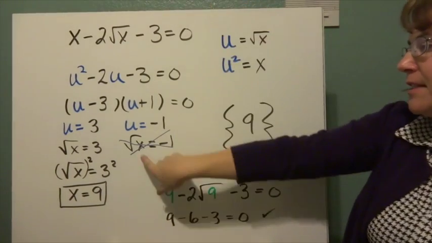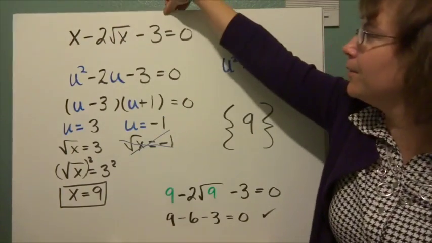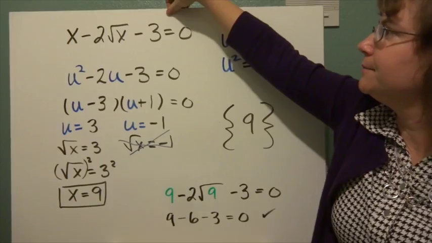If I were to have substituted my -1 in here, I would see up here that I can't take the square root of my -1.